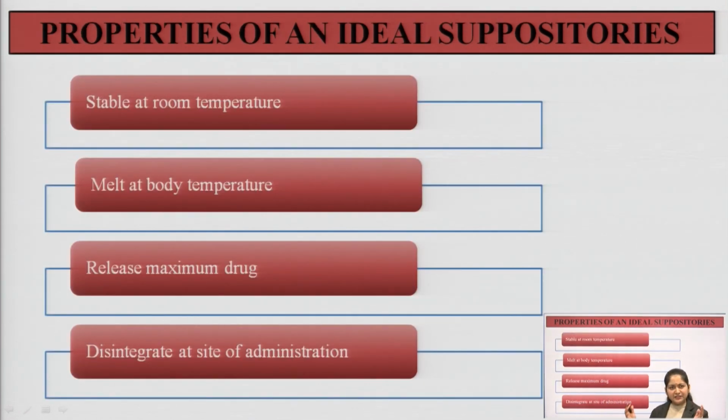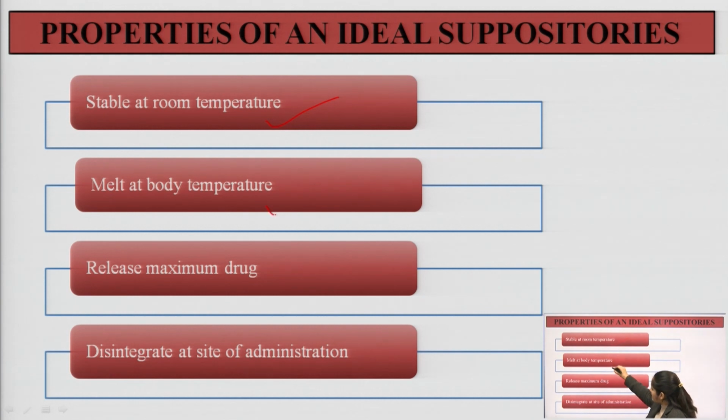As we are discussing suppositories in detail, let us understand the properties of an ideal suppository. Ideal is nothing but what everyone needs. First, it should be stable at room temperature. Definitely, the suppository that we make should be stable at room temperature, because if they aren't stable at room temperature, we won't be able to get the most out of it. So, it becomes very important that it is stable at room temperature.